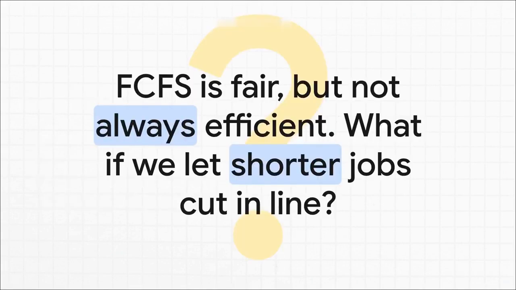This leaves us with a really important question. FCFS is fair, but it's not always very smart or efficient. What if we could break that first in-line rule for the greater good? What if we could somehow let the shorter, quicker jobs cut in front to improve the overall average for everyone? Well, thinking about that is exactly where CPU scheduling starts to get really interesting. And that's what we'll be diving into next.